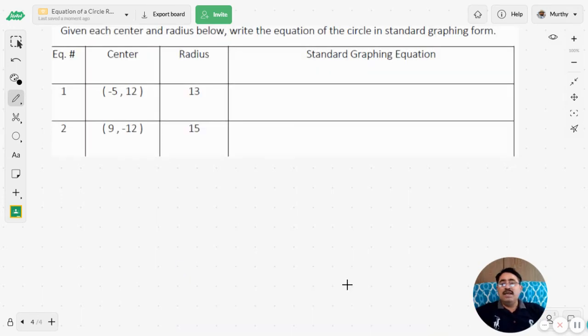Okay. This time center is given. We know that center means it is (h, k) and radius is given. So the standard graphing equation means you know that it is x minus h whole square plus y minus k square equals to radius square.